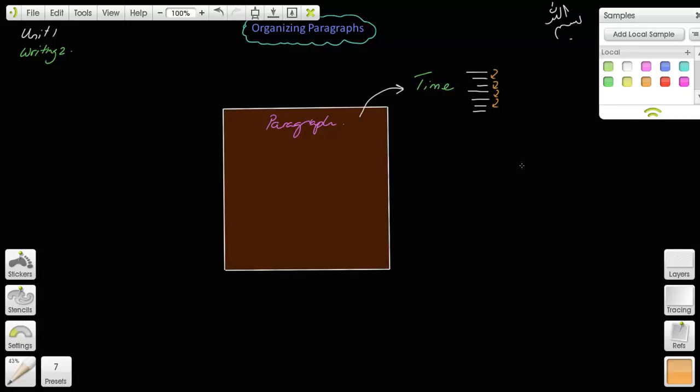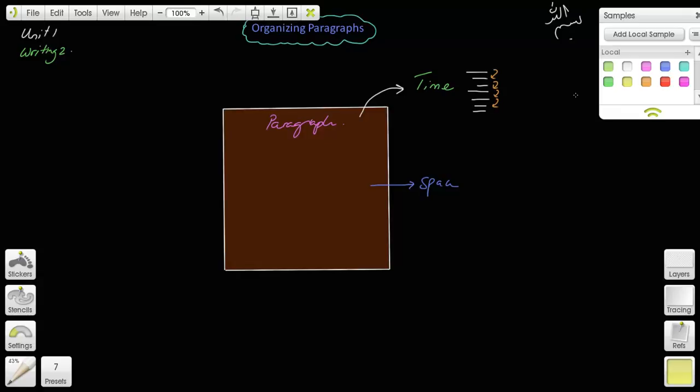Now, if somebody writes an autobiography, they don't have to start from the beginning, right? So it doesn't mean that all autobiographies are written this way, but autobiographies or other things, or even certain other essays, can be organized based on time. Now, another common way of organizing a paragraph is by space. Okay, and I'm just putting these zeros just to tell you different ways to organize a paragraph.